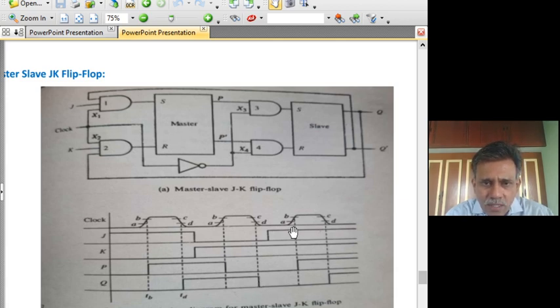And this is the case where J is equal to 1, K is equal to 1. So this is a flipping condition or a toggling condition. P flips from 0 to 1 here, and during this trailing edge Q flips from 0 to 1 following P. So this is the way a master slave JK flip-flop works.